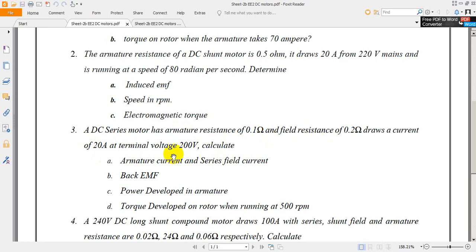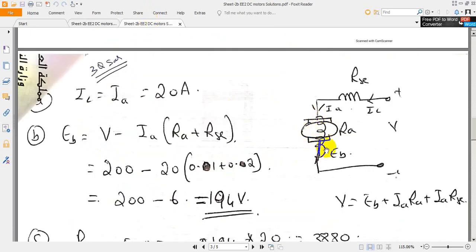We need to calculate armature current and series field current. Both are in series, as you can tell from the name, DC series motor. It means armature winding and field winding will be in series. So the current in both armature and field will be the same. If you draw the equivalent circuit, this is the armature winding and this is the field winding. They are connected in series.